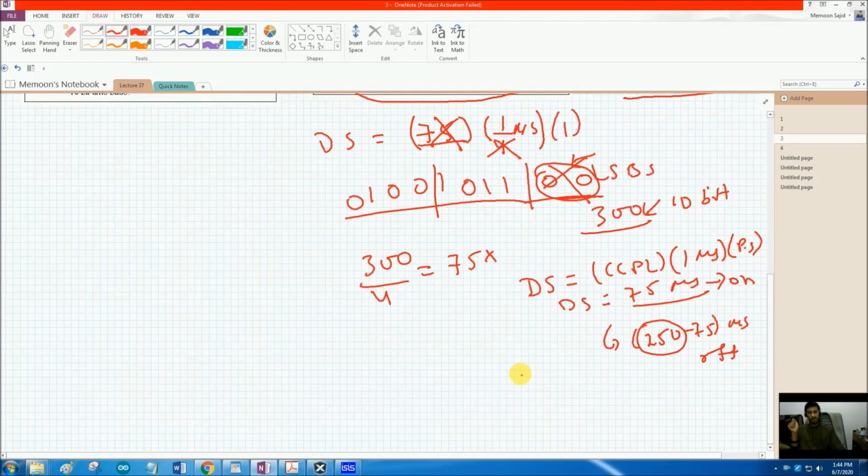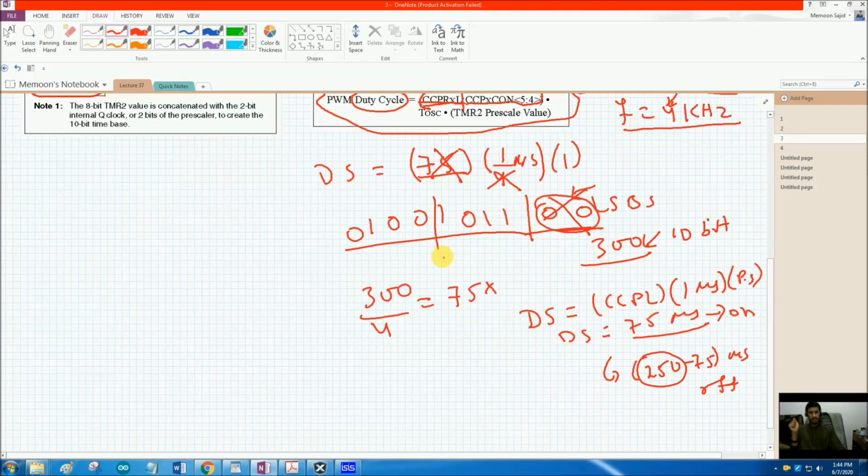Let's see what happens for a crystal of frequency other than 4 MHz. In that case, we have to be very careful. We cannot use this formula. We have to use the complete 10-bit value of the CCPRxL register in conjunction with the 2 bits that are in the CCPxCON register. So this is a 10-bit register. We have to set this 10-bit value completely.